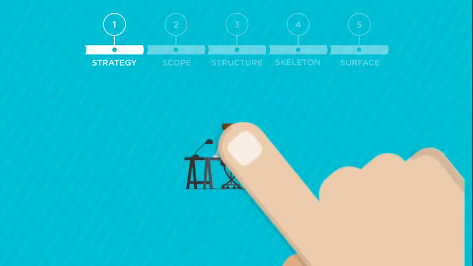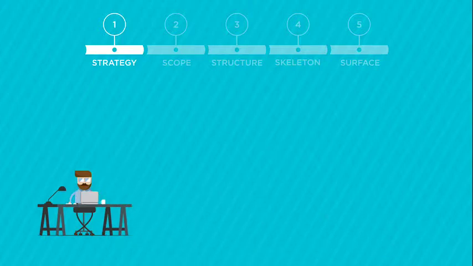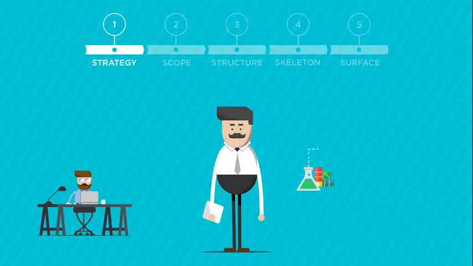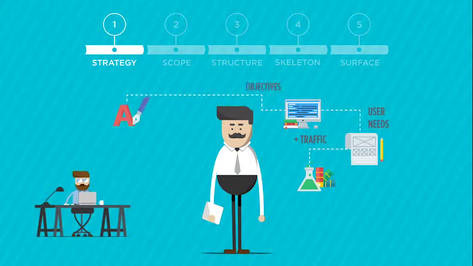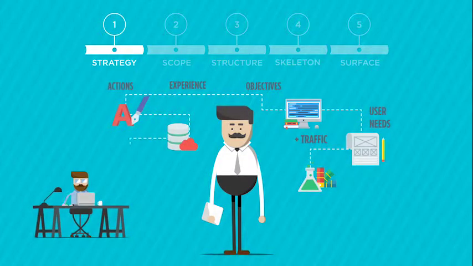The first stage is the strategy. It all starts here. We first define the objectives of our website, increase traffic or subscribers, for example. Then, we focus on the needs of our users, their objectives, level of experience, and the actions they need to take within the system we are designing.